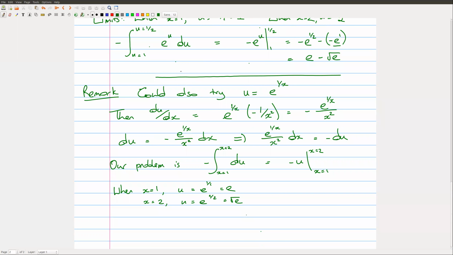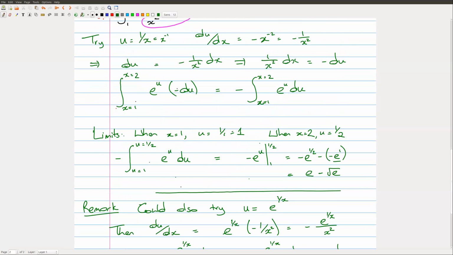So finally, we have minus u evaluated below at e and above at the square root of e. So we get minus the square root of e minus e, which is indeed, again, e minus the square root of e. So it does happen quite often in these substitution problems that there's more than one candidate for a substitution that will work.